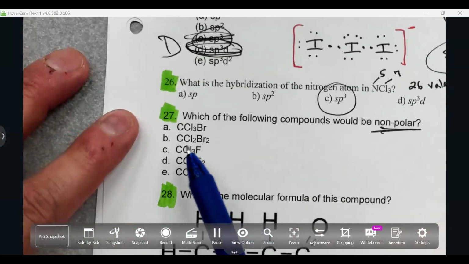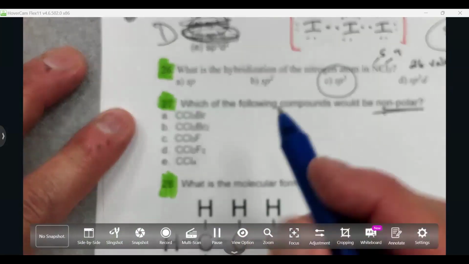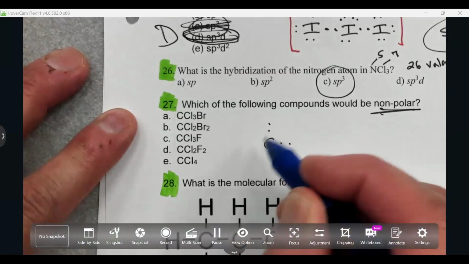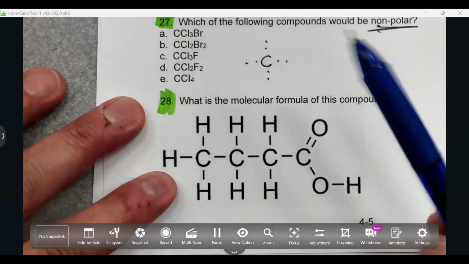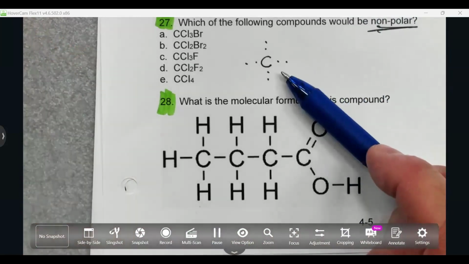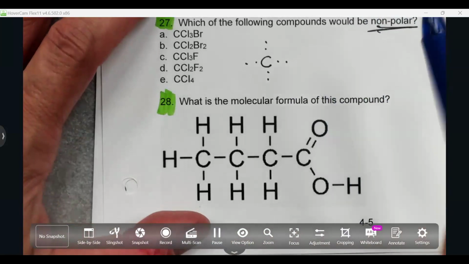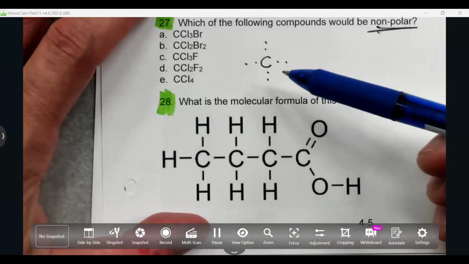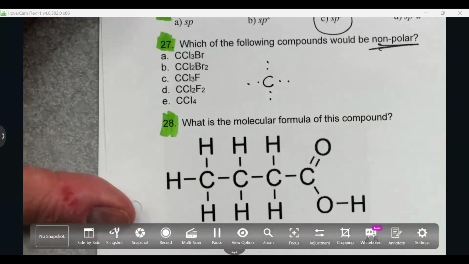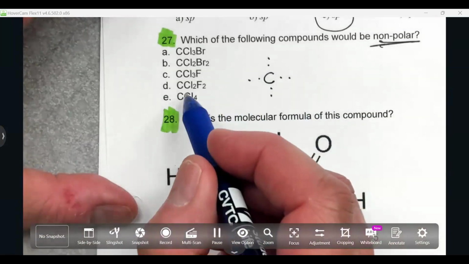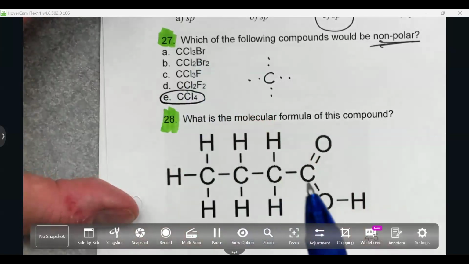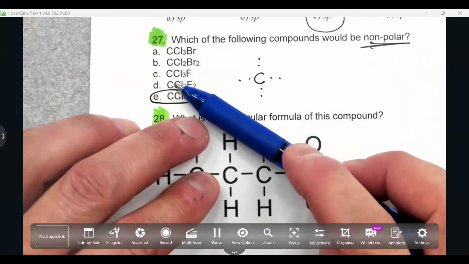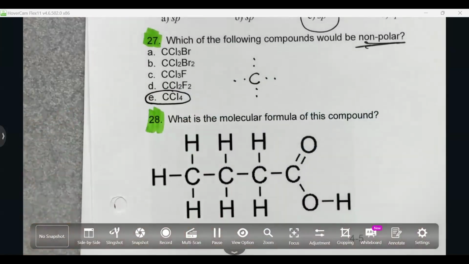So we've got carbon here. All of these are bonded like this. So remember, that is not 90 degrees. This is 109. This is tetrahedral, correct? The only one that could be nonpolar would have to be this one. Right? Because I cannot get, you might say, oh, well, D can be nonpolar. So I'm prepared for that.